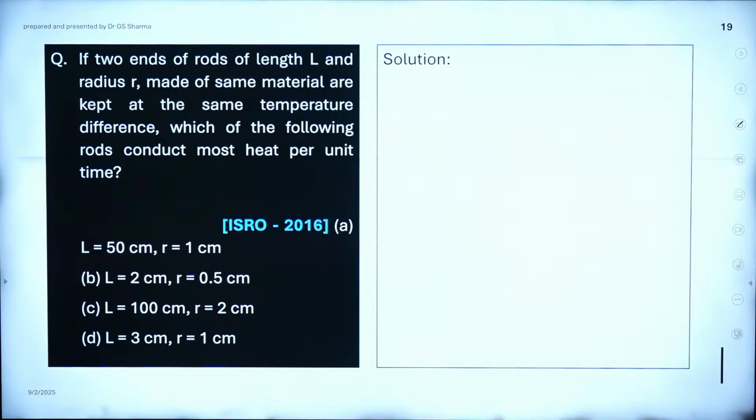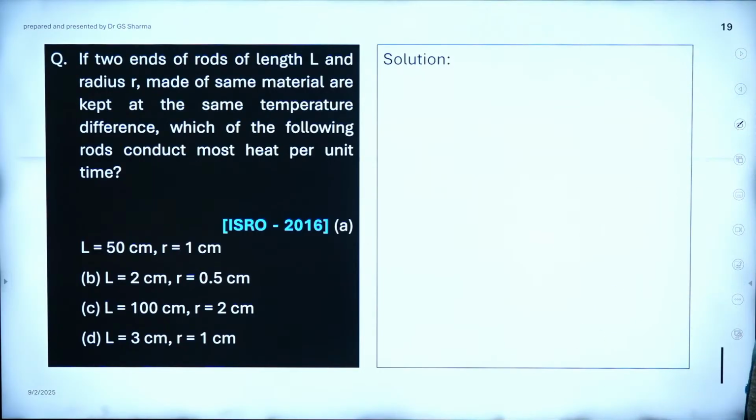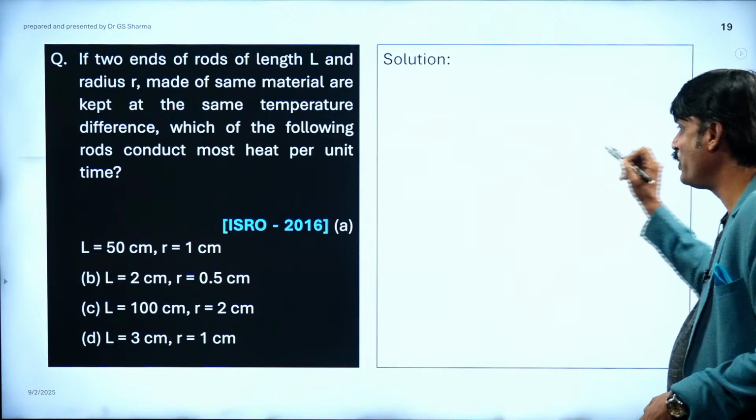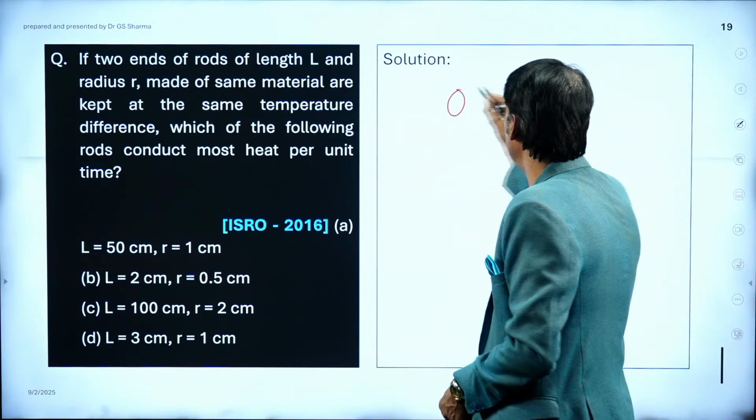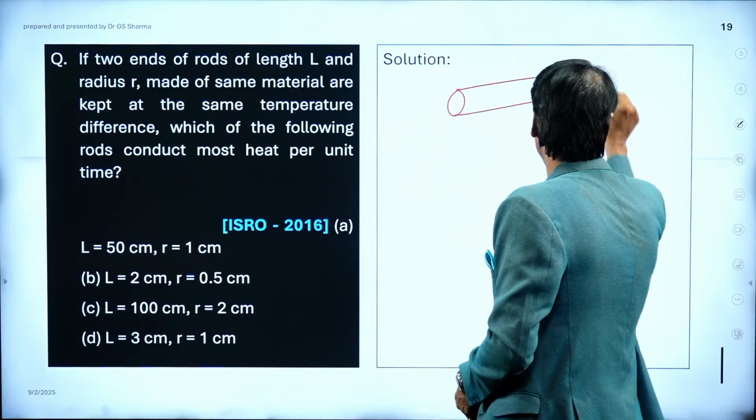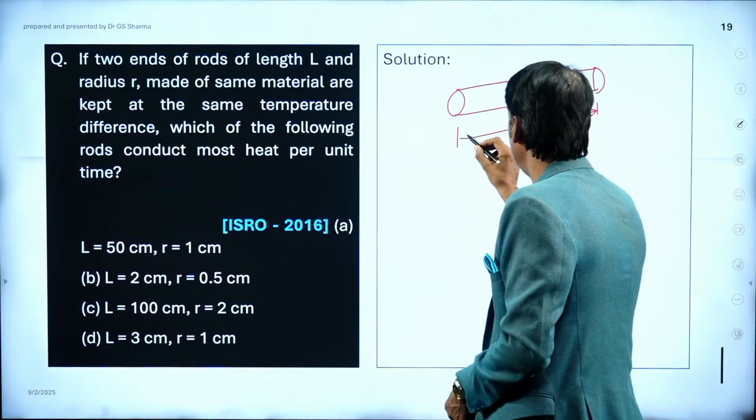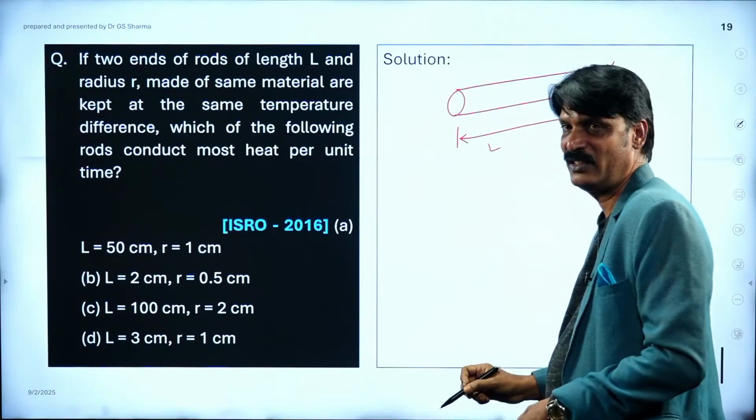Then, these two rods of length L and radius R, made of the same material, are kept at the same temperature difference. Which of the following rods conducts the most heat per unit time? See, if you are trying to tackle this particular question, it is saying that there's a rod, and this rod has a length equal to L and radius equal to R.